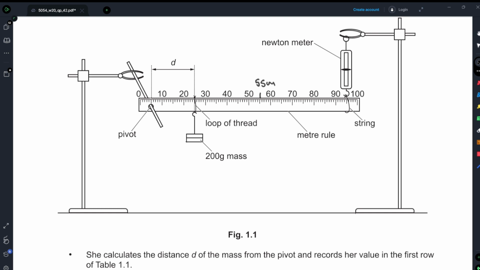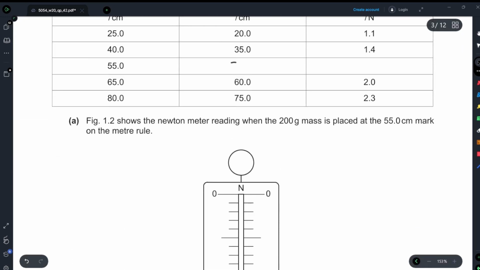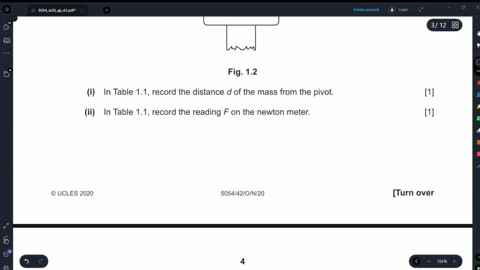I'm guessing this right here is 5. This right here is 55. So your distance is going to be how much? Your distance is going to be 50. Alright, so we did that. Record the distance d of the mass from the pivot. We did that. Figure 1.1, record the reading F on the Newton meter.